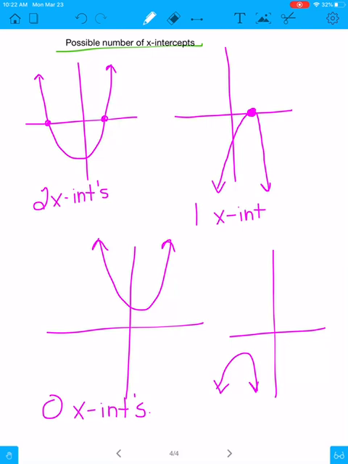Okay, but then they could have 1 or 2. You can have the same amount of x-intercepts as your degree or less. Even degree functions can have 0, 1, or 2, or up to their degree. But odd ones have to have at least 1.